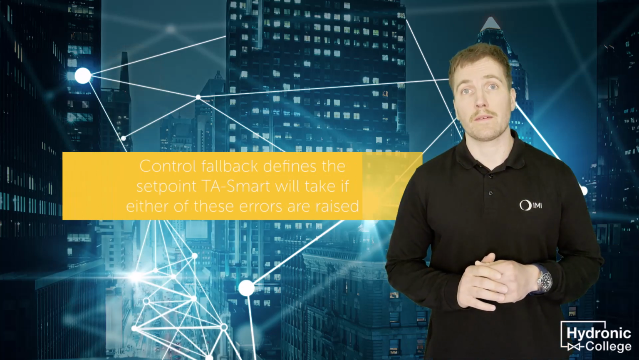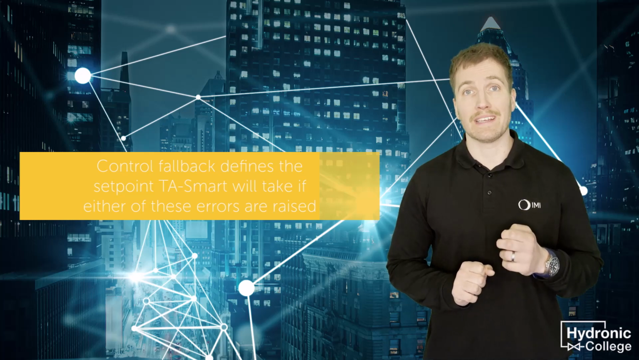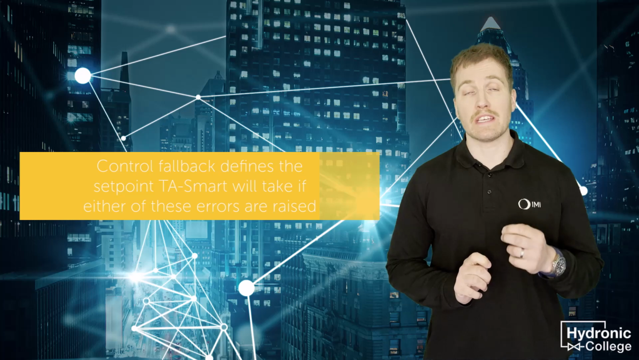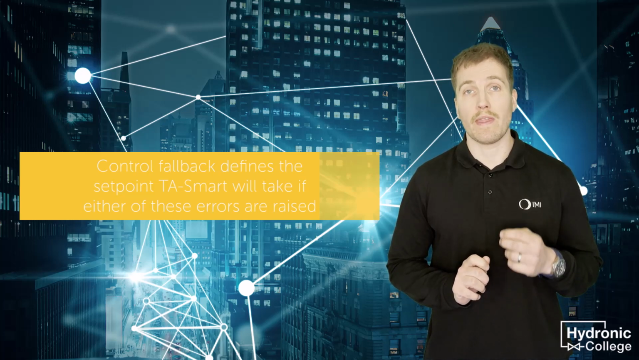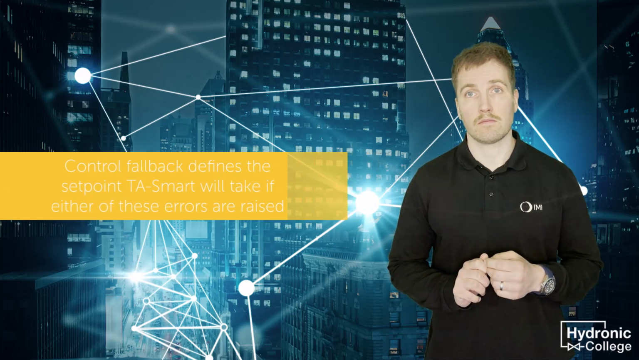Control fallback allows the users to define what set point the TA Smart must take when either of these two errors are triggered, i.e. when there is a failure of the control signal from the BMS.